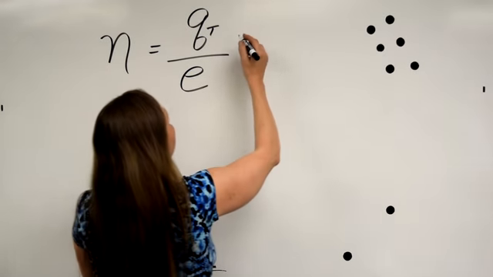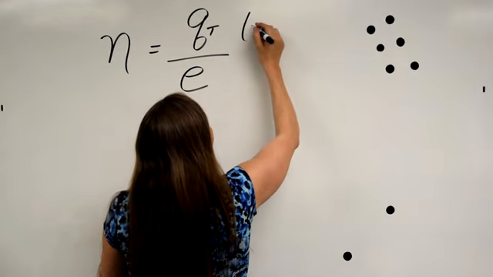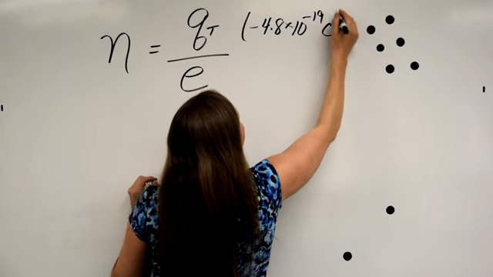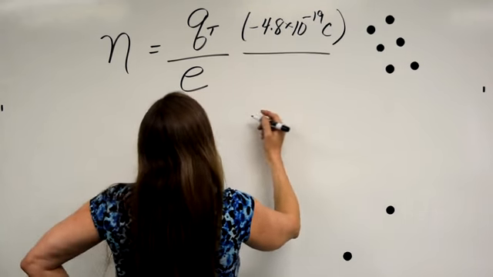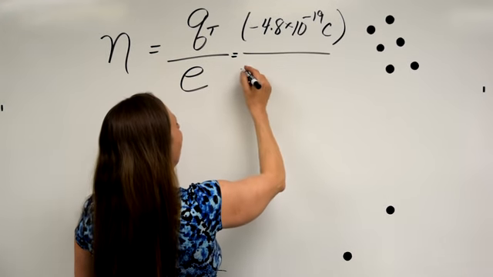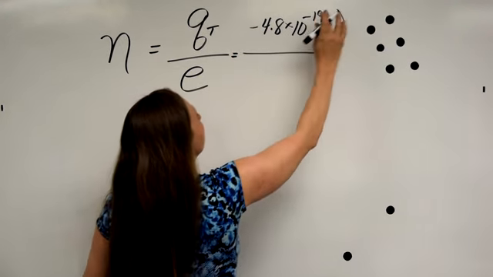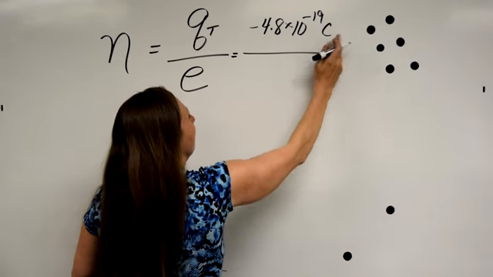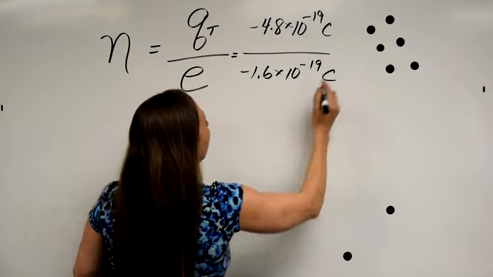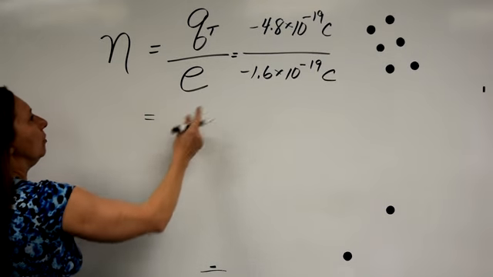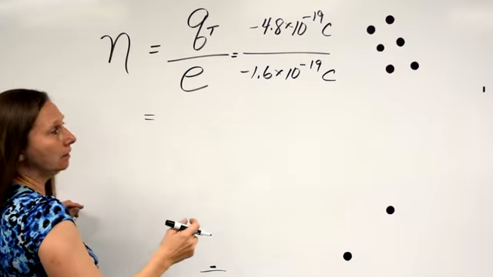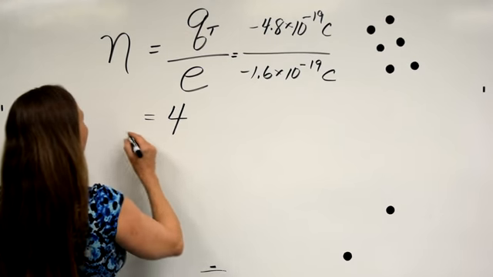So if you have, let's say, a total charge of negative 4.8 times 10 to the negative 19 coulombs, and you want to know how many electrons that is, you're going to divide by one elementary charge. You don't need the parentheses, that's not necessary. You're going to divide by 1.6 times 10 to the negative 19 coulombs, and if you plug that into your calculator, you're going to get 4 electrons.